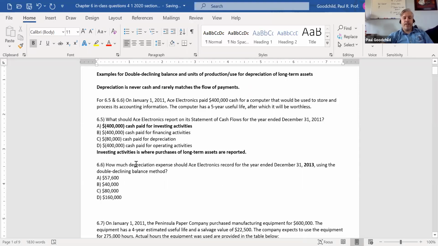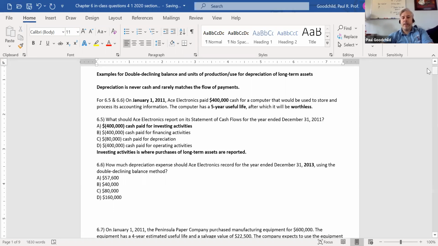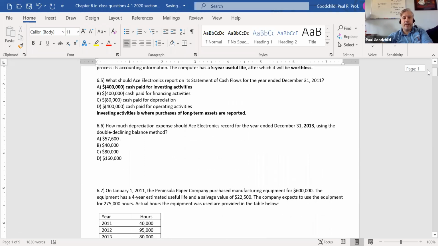Now, it's asking, how much depreciation expense should Ace Electronics record for the year December 31st, 2013? So note, our original purchase was on January 1st, 2011. We paid $400,000. It's going to be worthless at the end, and it has a 5-year useful life. So our formula for double declining balance, I'm going to scroll down a little bit here.